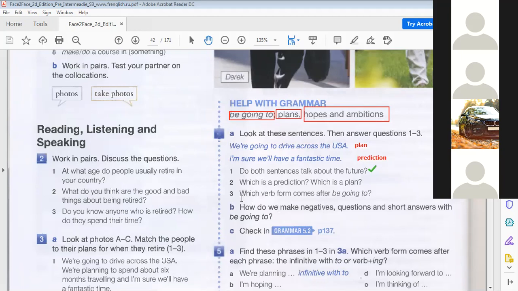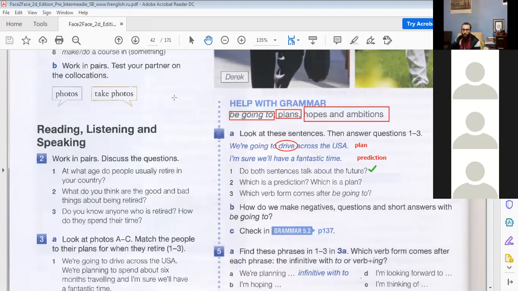All right, now let's talk a little bit about be going to. So what's the verb form that comes after? Infinitive. Yeah. Right. If you take a look here, going to drive. So this is your infinitive. Okay. All right. Now, what about negatives? How do we make negatives, questions and short answers with be going to? Remember that be going to is the very first future tense that we studied. Elementary students, actually beginner students, starters, they study be going to. So it's simple, but it's very useful, I think. It's very nice to use it, especially if you want to talk about plans. So now this is a nice revision.